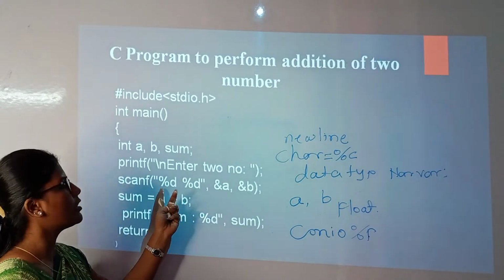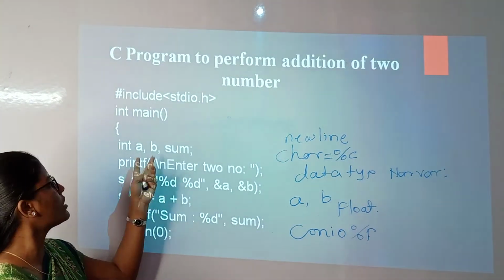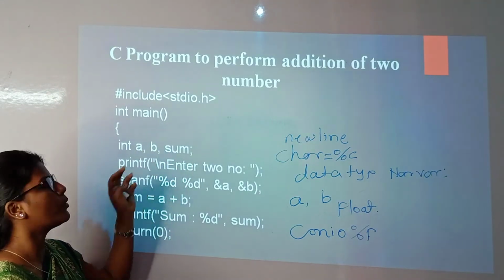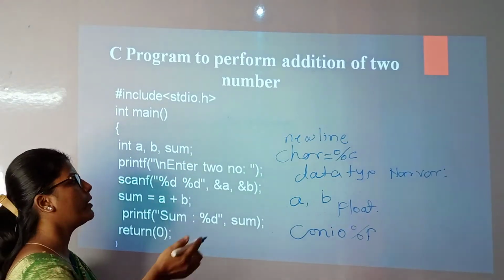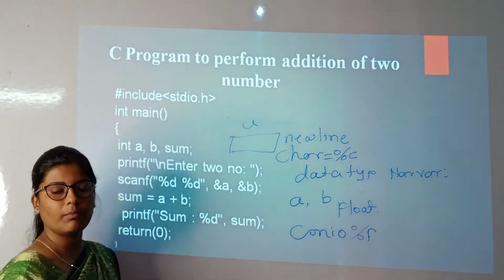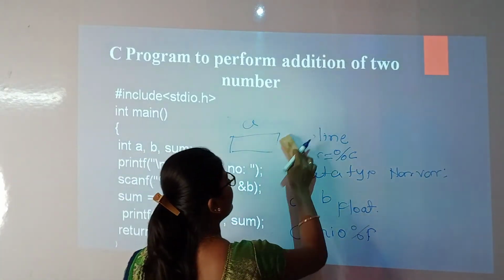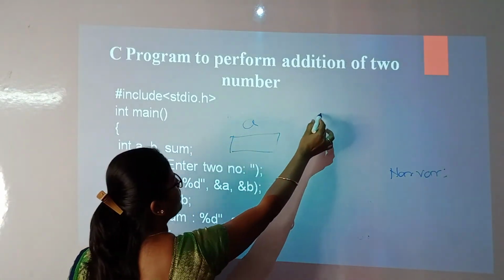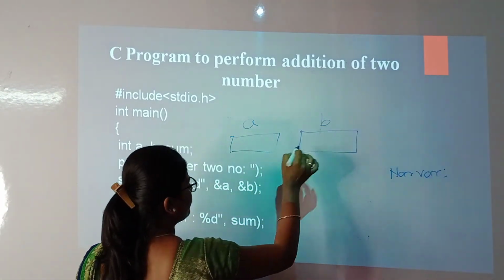Okay. Why do we use two format specifiers here? Because here we define two variables, a and b. Whenever we declare a variable, memory allocates space for that variable. Okay. Memory allocates space for that variable. Here we define two, first one a and second one b.